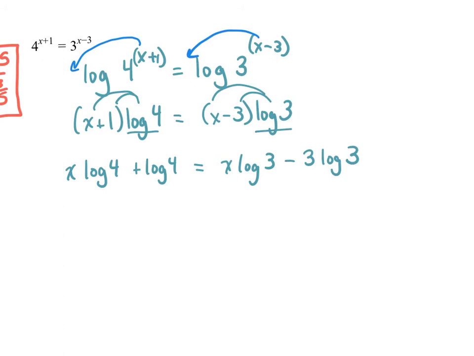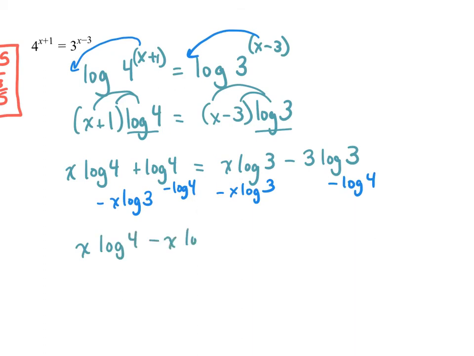So now I want to move everything with an x to one side. So I'll subtract x log 3. But now, unlike the other problem, I have this log 4. Well, I want everything that doesn't have an x on the other side. So I'll subtract log 4 from this side. So we end up with x log 4 minus x log 3 equals negative 3 log 3 minus log 4.